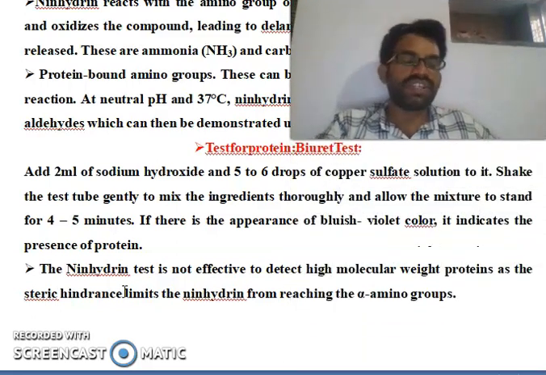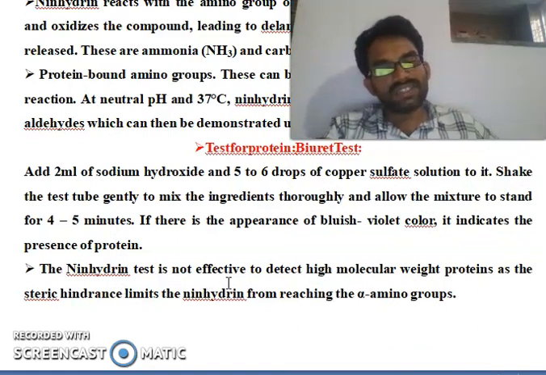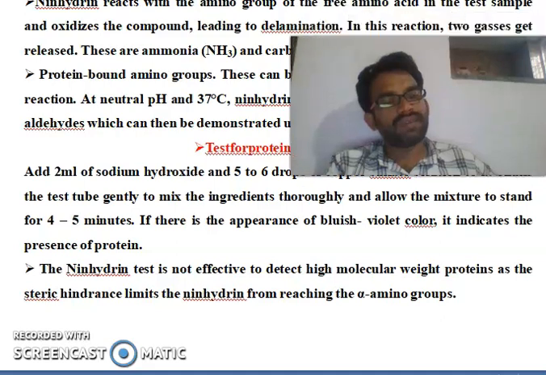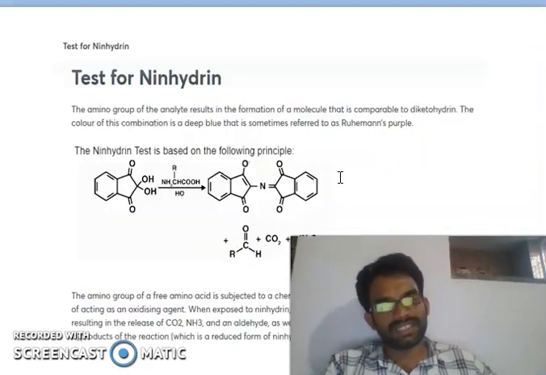The color will change to bluish violet, which indicates your solution contains protein, or protein was present. So the ninhydrin test is not effective to detect high molecular weight protein, as steric hindrance limits the ninhydrin from reaching the alpha amino group. You can see briefly in the next slide.